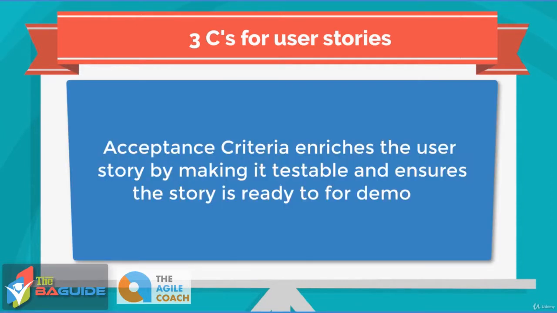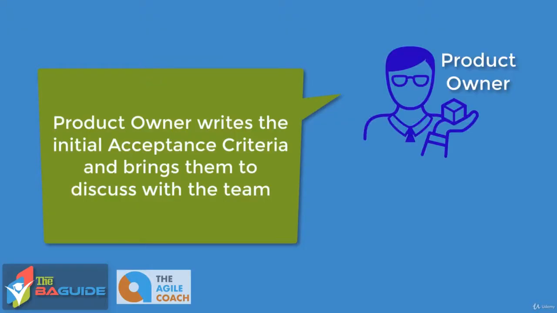Acceptance criteria enriches the user story by making it testable, and it also ensures the story is demoable to the stakeholders, the product owners, or the external customers. The product owner writes the acceptance criteria and brings them to the team, and they decide and come to a common agreement on what acceptance criteria should be part of that user story.